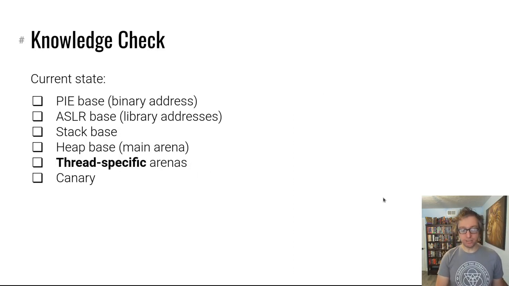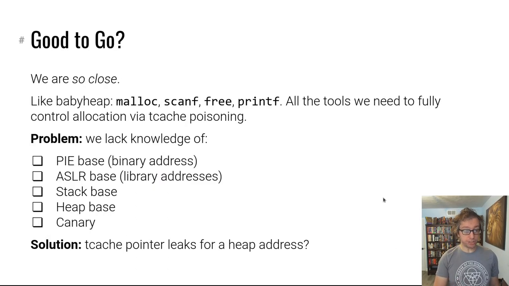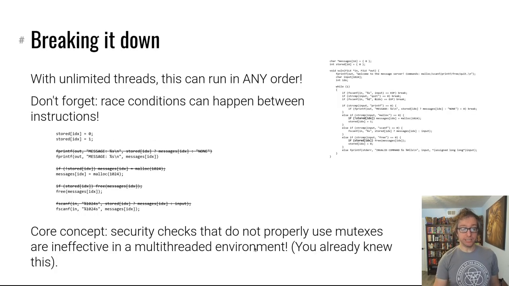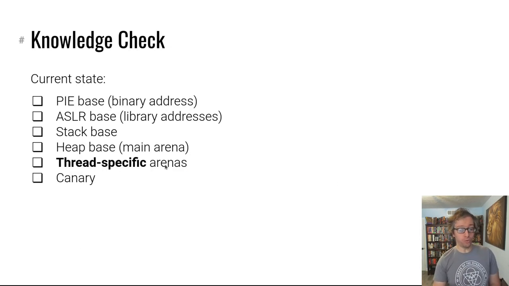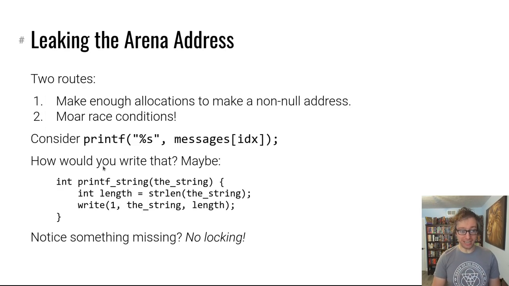Or that we can leak on top of everything. So now, our information disclosure that we talked about with this tcache pointer leak, to carry out in this race, this program that has concurrency errors, will at first give us a thread-specific arena address. So how do we do it?